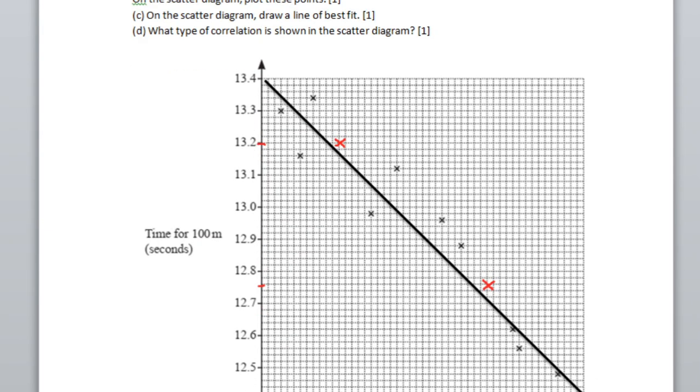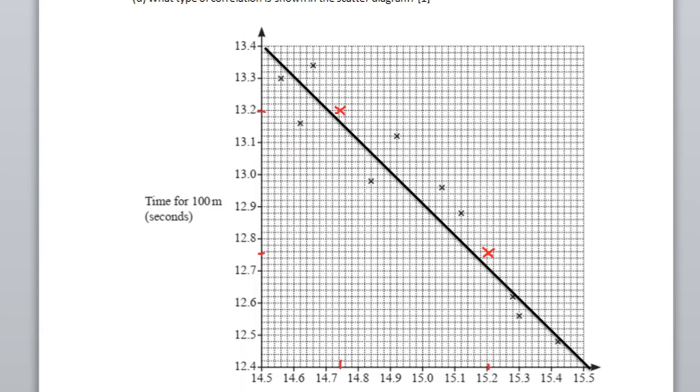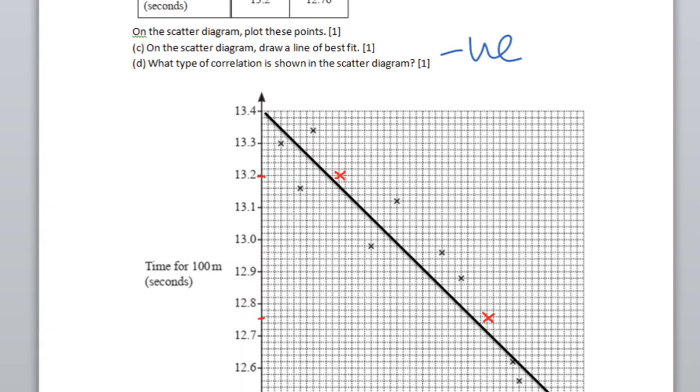Part D, what type of correlation is shown in the scatter diagram? Since the points are falling downwards, the correlation is negative. So just write negative correlation, and we're done with the question.